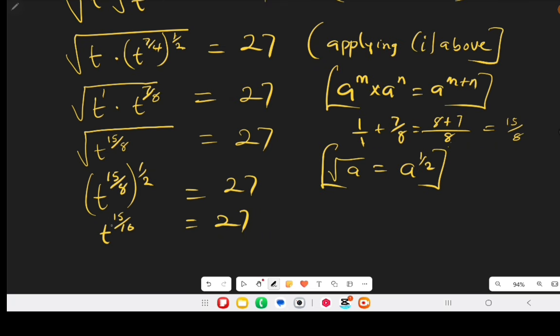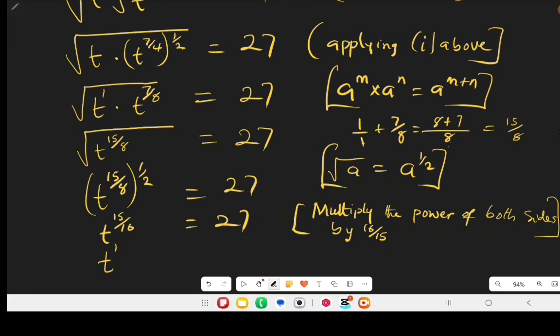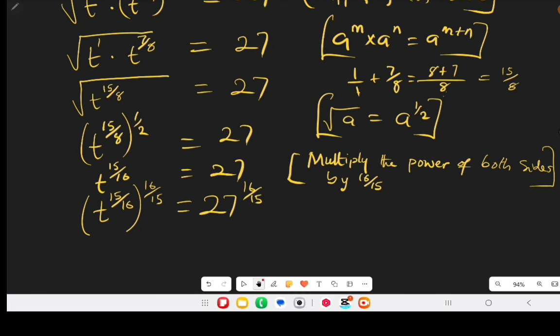To remove this power from t, we have to multiply both sides of the power by the reciprocal of the power, which is 16 all over 15. And when we do that, we have t raised to the power of 15 all over 16, all raised to the power of 16 all over 15, equal to 27 raised to the power of 16 all over 15. We cancel 15, we cancel 16, left with t equals 27 raised to the power of 16 all over 15.